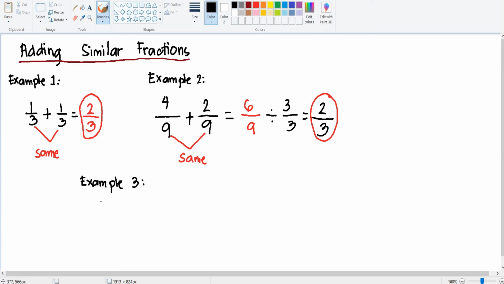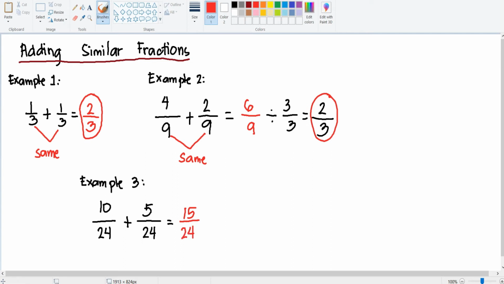Let's proceed with our next example. So if we have 10/24 plus 5/24. First thing that you have to do, add the numerators. So we have 10 plus 5, that is 15. And because we have the same denominator, therefore we will just copy the denominator. So we will come up with an answer 15 over 24.